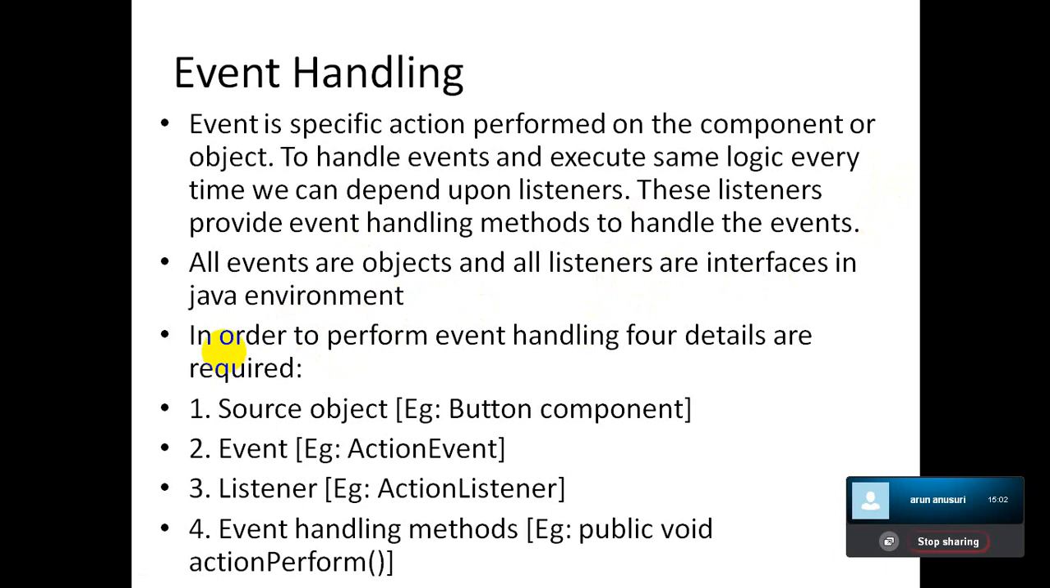In order to perform event handling, four details are required. First, a source object, for example a button component. Second, an event, some action event, for example with an action listener. Third, event handling methods, for example actionPerformed. So we have to implement this listener to make a class a listener, and we'll get an event object for every event that occurs, and we'll have a method that will be executed for every action, and we'll have a source object where all of these resources are present.